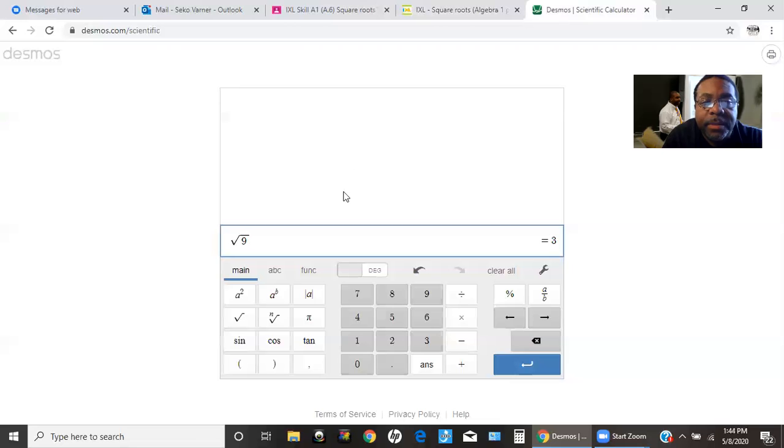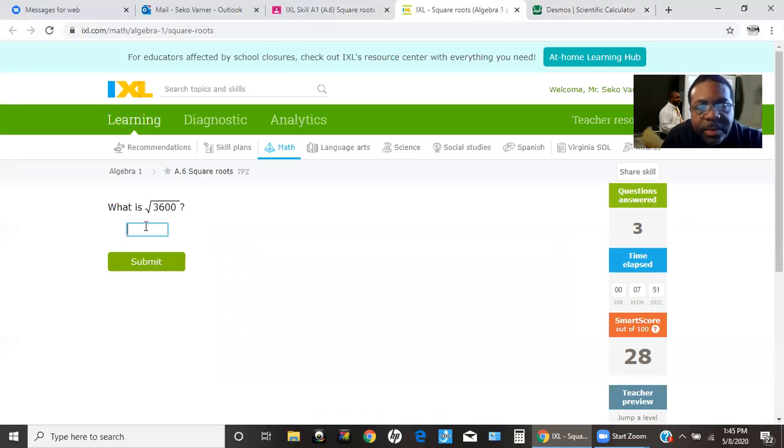Go back to Desmos. Where's my clear button? Okay, so I'm going to hit the square root sign and 3,600, and it says 60. So that tells me that 60 times 60 should be 3,600. Okay, good. So I'll pop in 60. I almost typed in 3600, but the answer is 60.